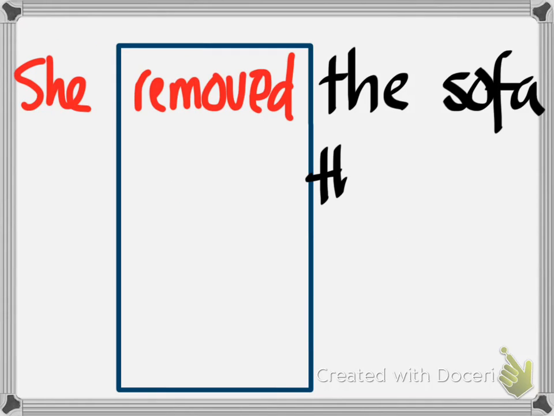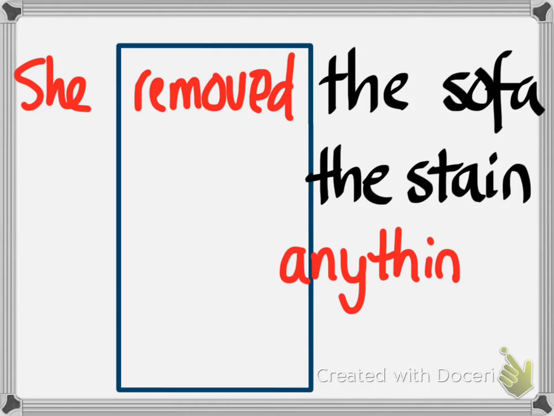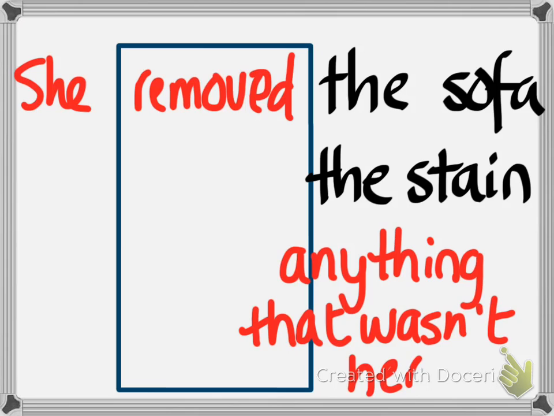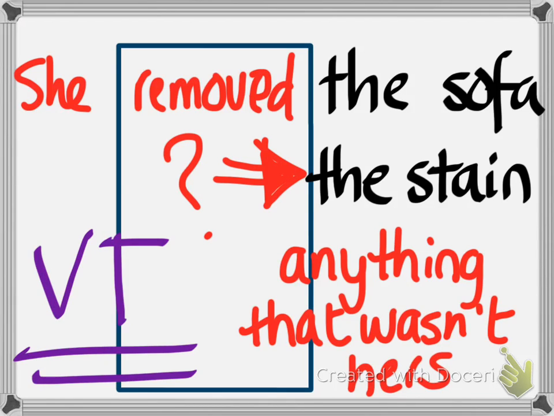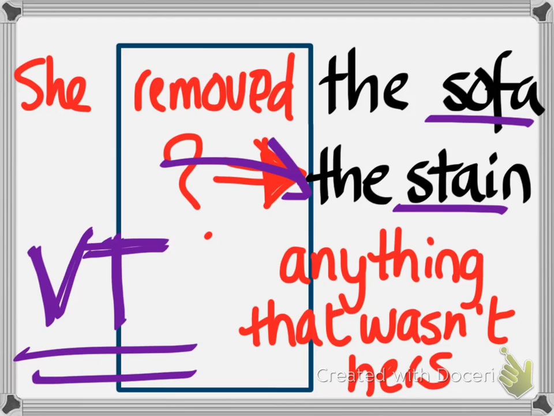Remove, on the other hand, is always something that you do to something else. So in this case, remove is always used transitively. You always have to have something to complete the action. Removing a sofa, removing a stain, removing anything that's not yours. You always do it to something else.